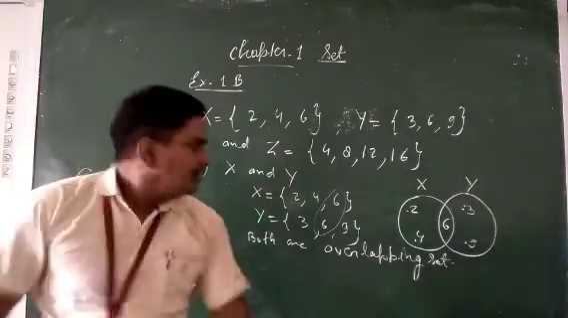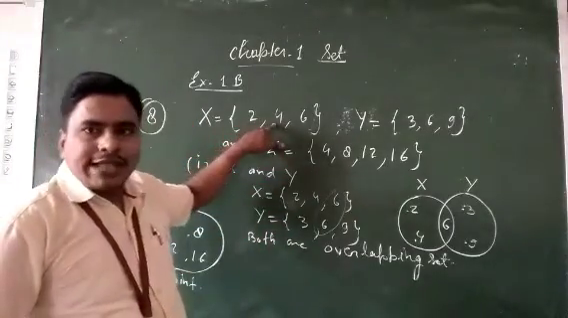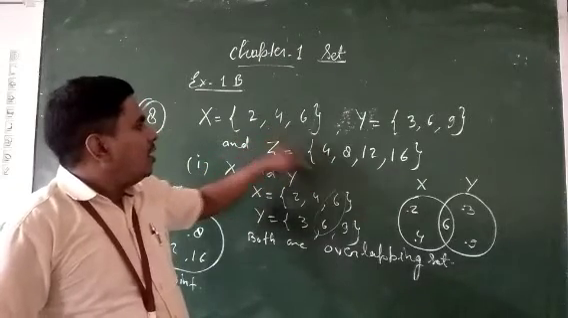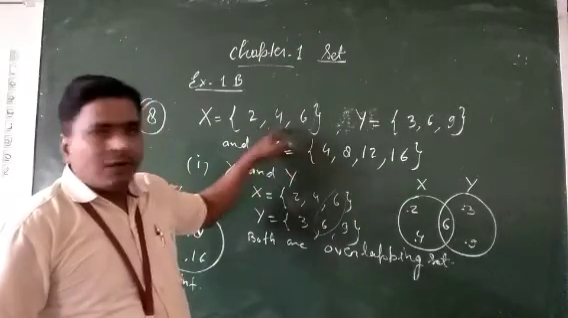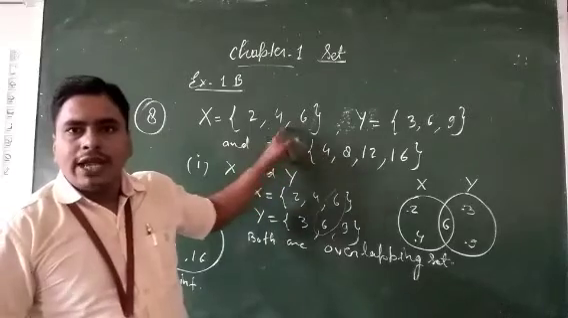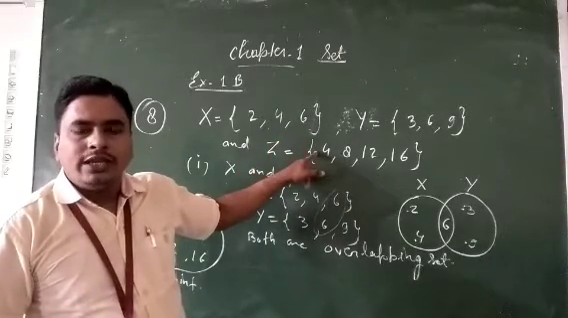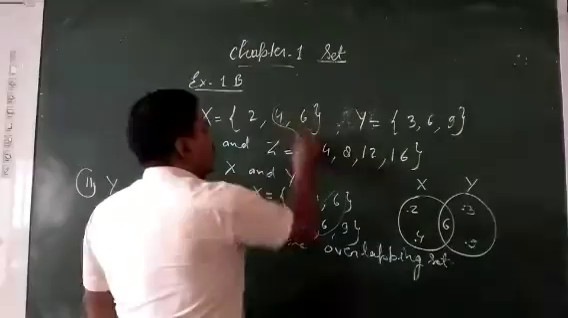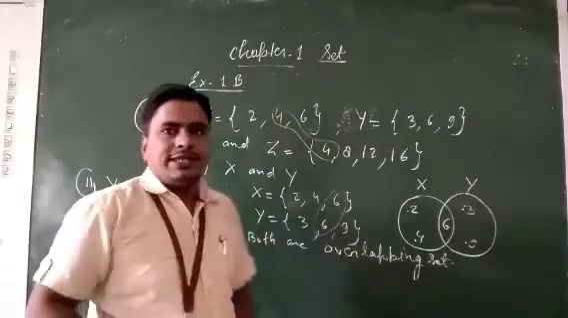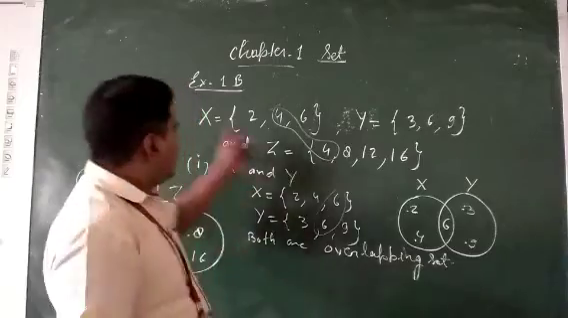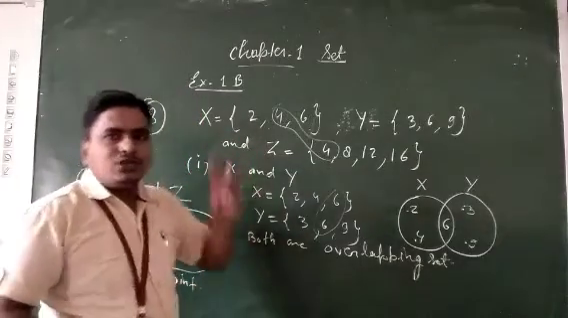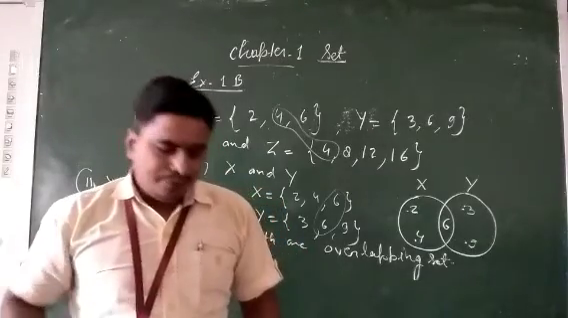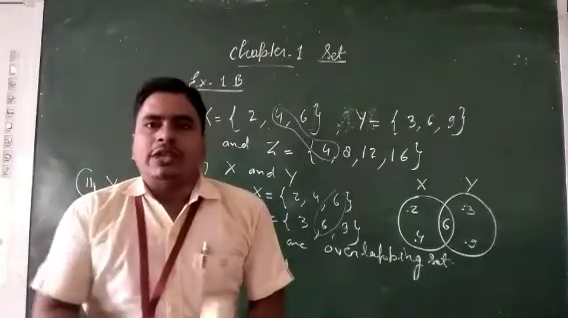Same as the last one, Z and X. Here again one element is common, 4 and 4. So again these two are overlapping sets. Clear? Okay. Now we will proceed to the next question.